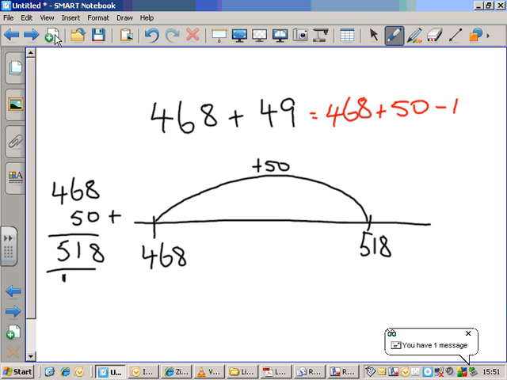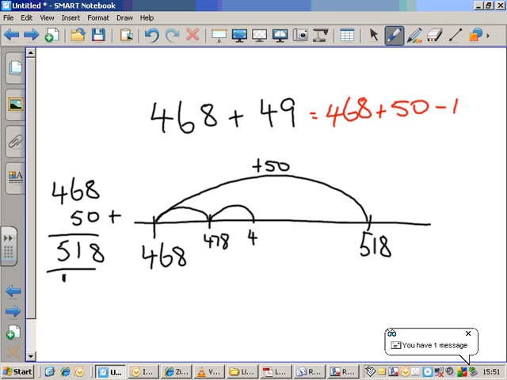But let's look at it. If you can't, what's the way you could do it? Well, you could go up in tens again, couldn't you? That might make it easier for you. Because crossing over from 400s into 500s can be a bit confusing. So let's look at it. 468 add 10 is 478.